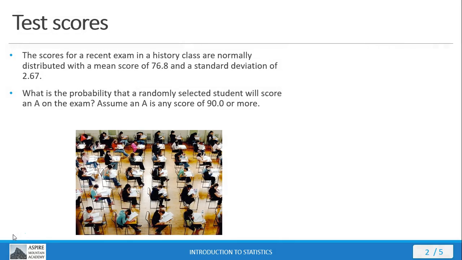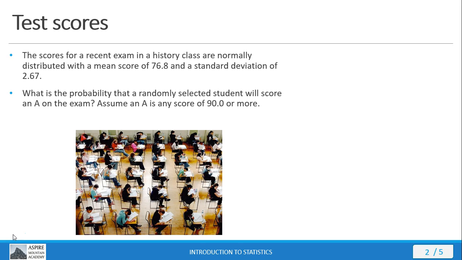To start with, let's look at an example problem in which we're looking at test scores for a recent exam in a history class. These scores are normally distributed with a mean score of 76.8 and a standard deviation of 2.67. The question we're asked here: what is the probability that a randomly selected student will score an A on the exam? We're going to assume that an A means you've got a score of 90 or more.